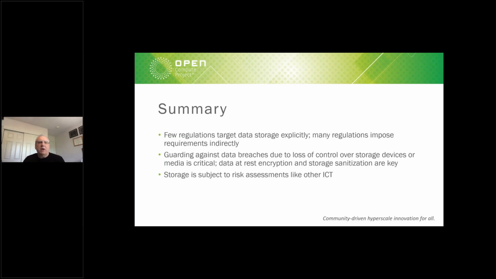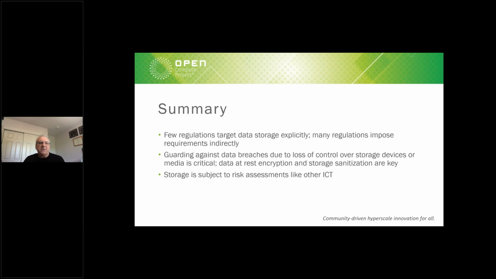One of the biggest problem areas is guarding against data breaches due to loss of control. This is something as simple as drive removal. You hand it off to a third party, not paying attention, you didn't take steps to clear the data, and you have an instant data breach. That loss of control, in many cases, constitutes the basis of a data breach. We're seeing data at rest encryption and storage sanitization as critical elements of that. In fact, a lot of the sanitization is taking advantage of the encryption.